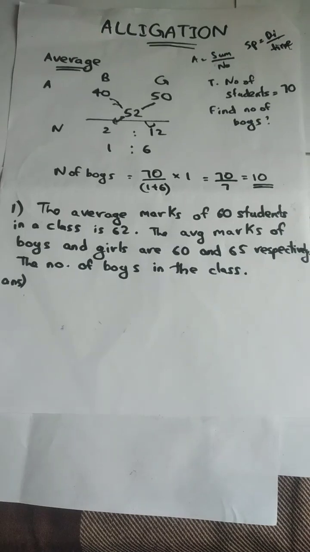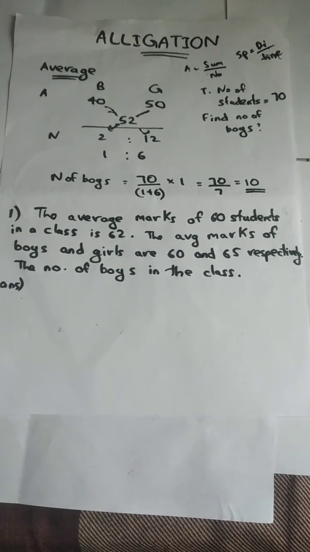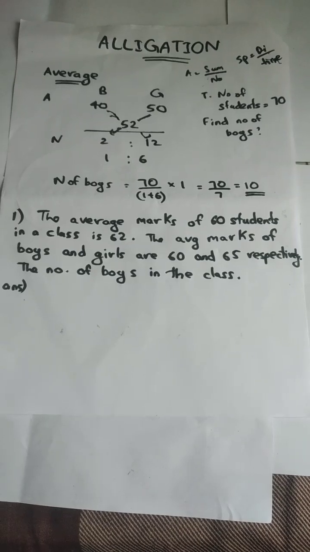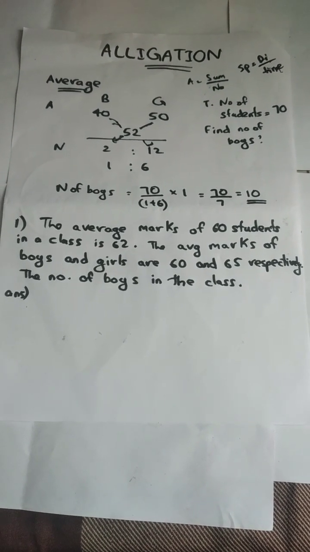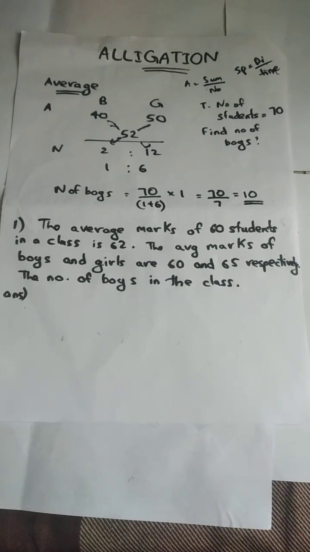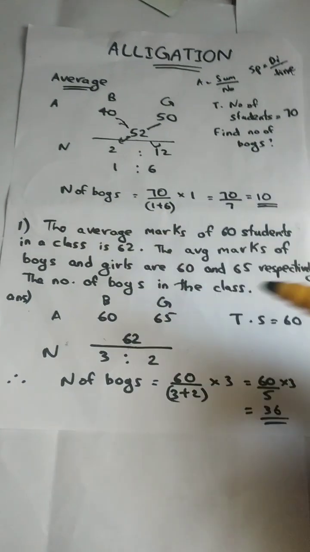The average marks of 60 students in a class is 62. The average marks of boys and girls are 60 and 65 respectively. We want to find the number of boys in the class. So we can move on to the answer of that question.